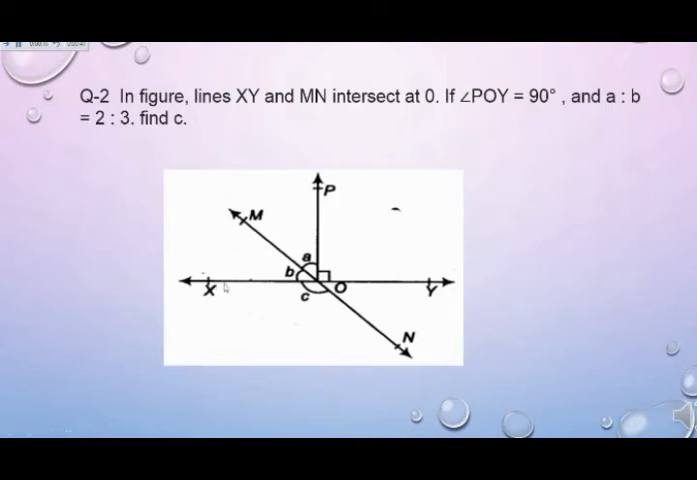Now question number 2. In the figure, lines XY and MN intersect at O. This is given that XY and MN intersect at point O. If angle POY is equal to 90 degrees and the ratio of angle A and B is equal to 2:3, then find the value of angle C. This we want to find.